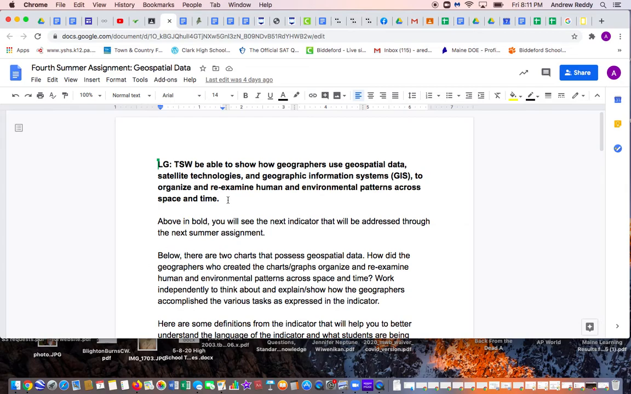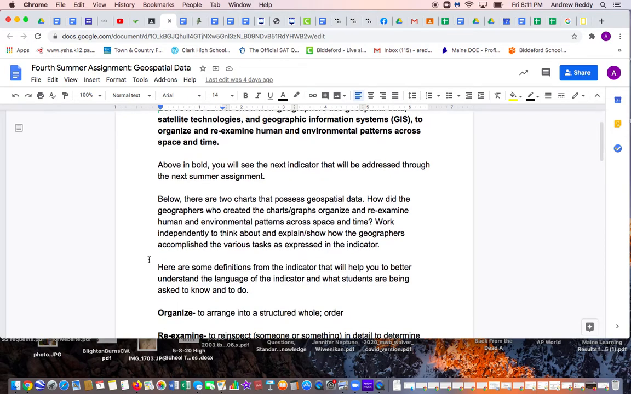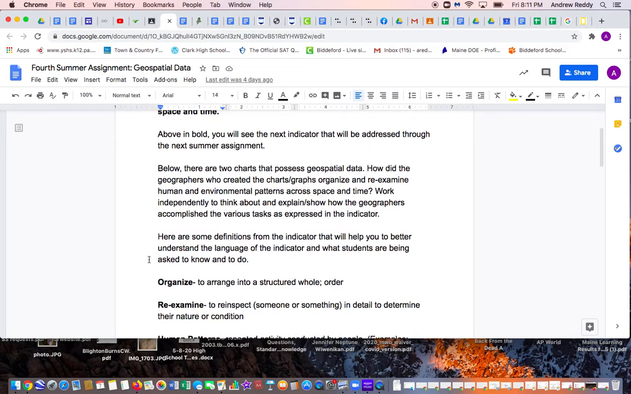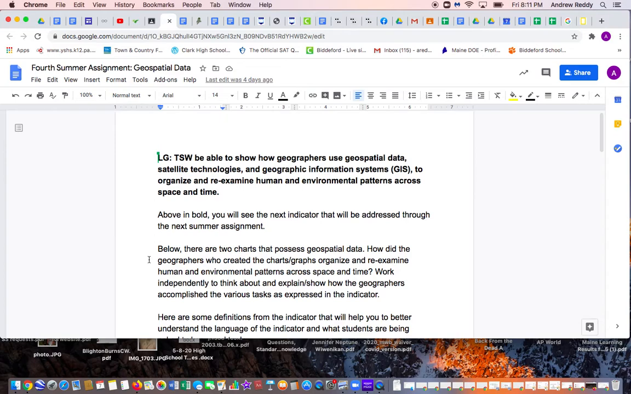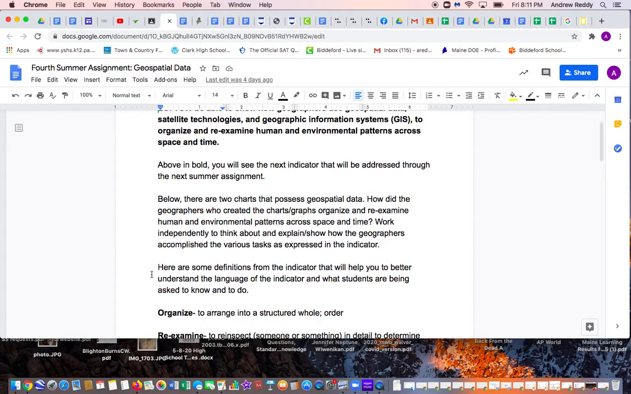As always, in bold, we have the goal that we're working on, that the student will be able to show how geographers use geospatial data, satellite technologies, and geographic information systems to organize and re-examine human and environmental patterns across space and time. So below in this assignment, you have two charts that possess geospatial data. For this particular exercise, we're not going to be working with geographic information systems or satellite technologies necessarily, but we do have geospatial data.